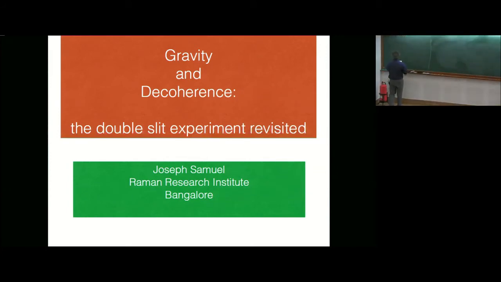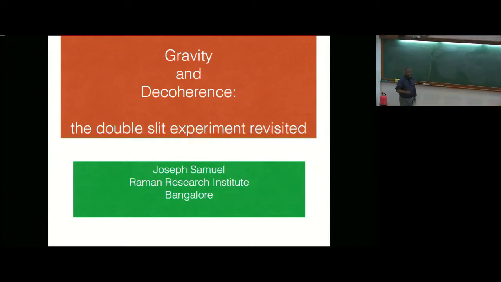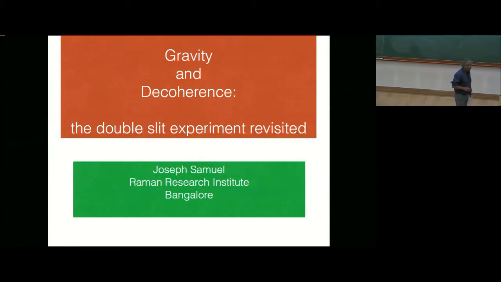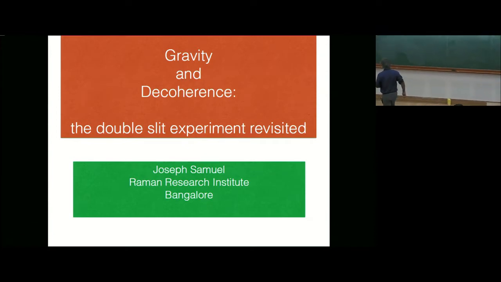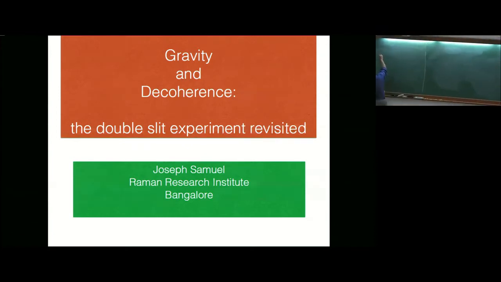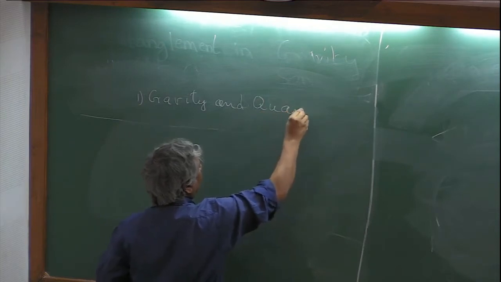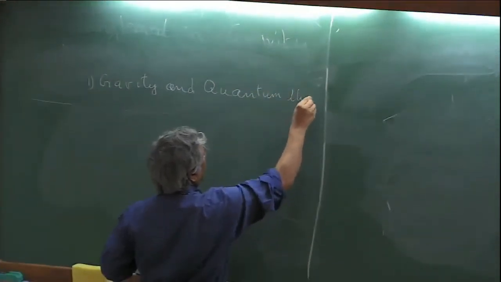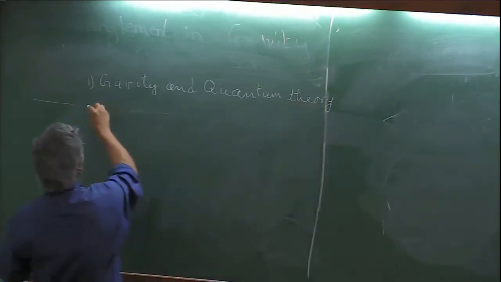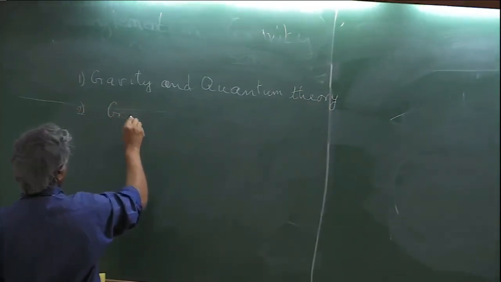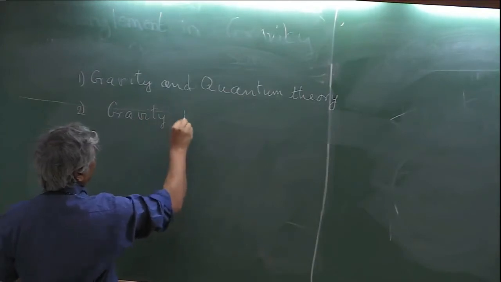So what I'm going to talk about is gravity and decoherence. This is actually a very old topic which has been around for a long time. And I felt I wanted to revisit this topic. And I'll just tell you the outline of the talk before I start. So first I'll talk about gravity and quantum theory. Second is gravity and decoherence.